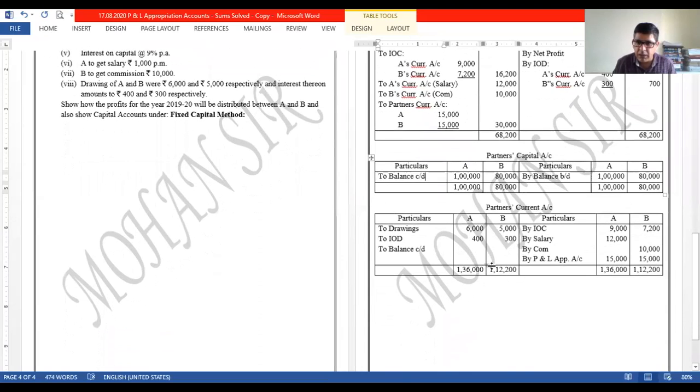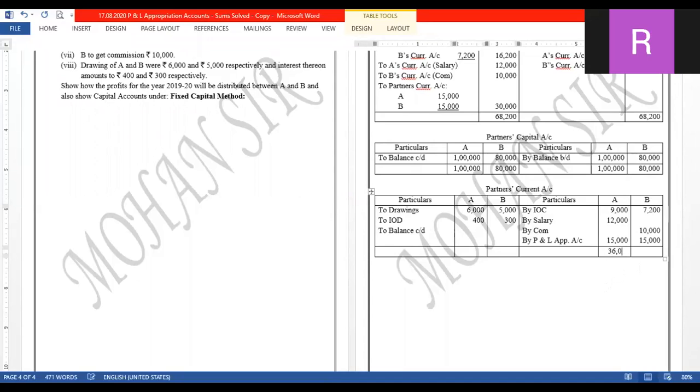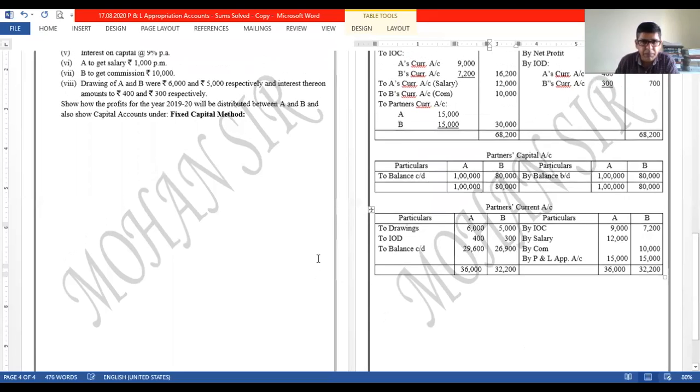Now let us close this current account. Yes, anybody who can get me the total of this account now? What will be A's total? 36,000. Okay. And B? 32,200. Very good. Let me place this over here. And now get me the difference. 29,600. 9,600, that's correct. And over here? 26,900. 6,900. Okay. So this is how we complete the sum.